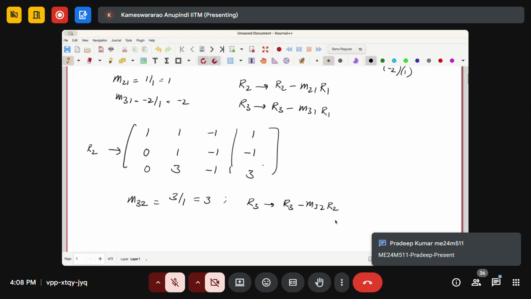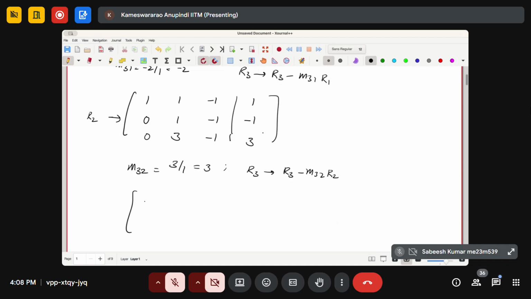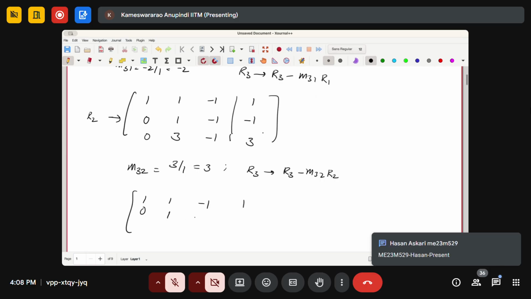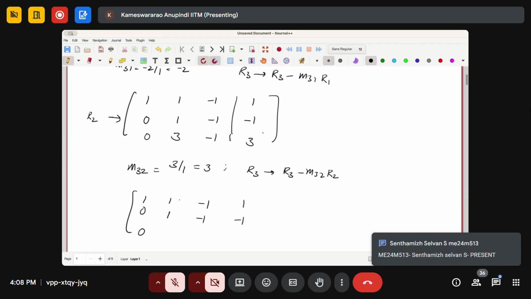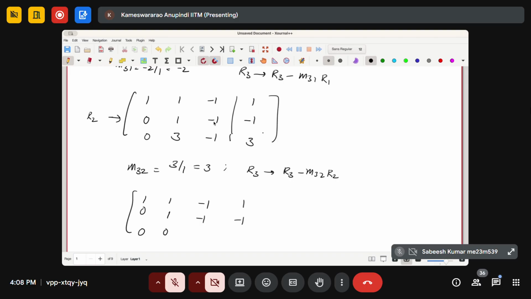So if that is the case, my matrix is going to be 1 1 minus 1 1. Then the second row also remains the same, 0 1 minus 1 1. And then the third row we have 0, then 3 minus 3, that is also 0, and we have minus 1 plus 3, right? That's going to be 2.